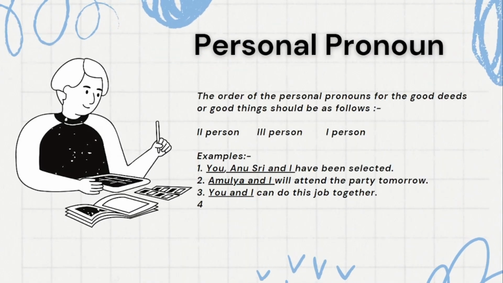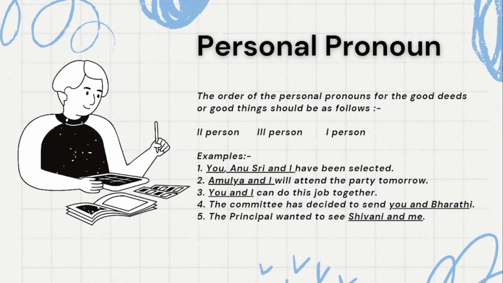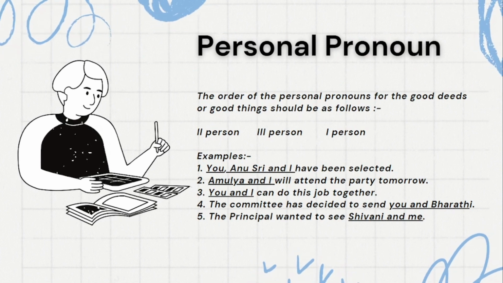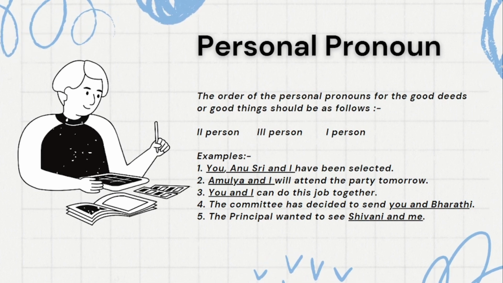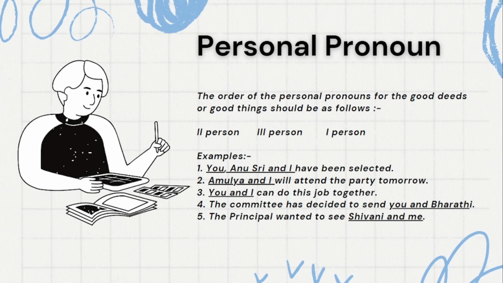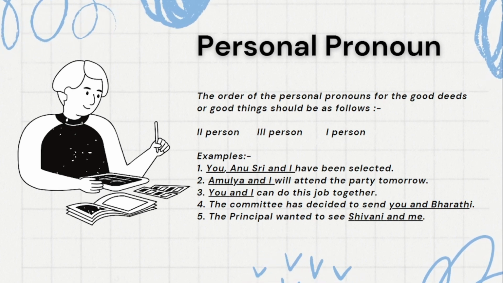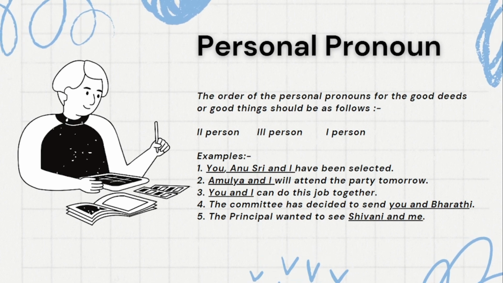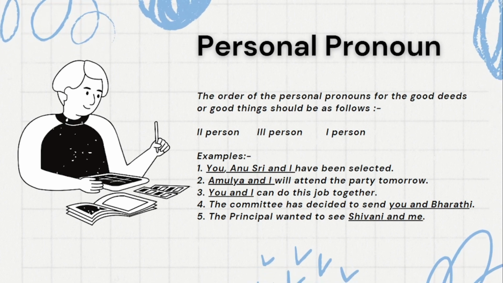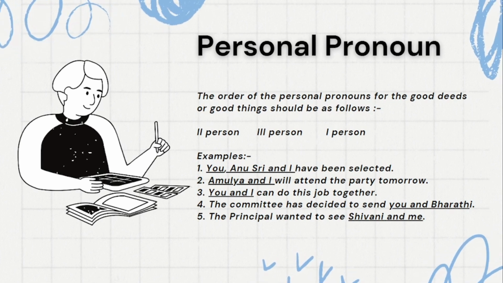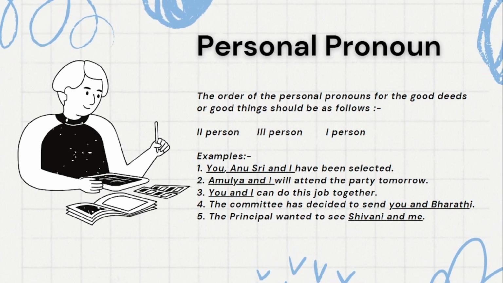If more than one personal pronoun is given in the place of subject or object to express good activities or to express good things, the order is second person, third person, and first person. That is the order only for good deeds or good activities. Let me explain with the examples.